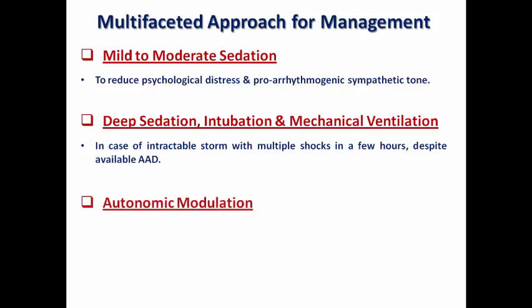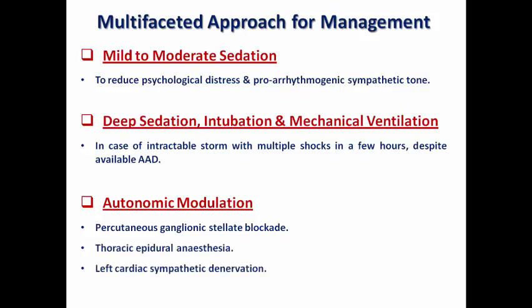Autonomic modulation may be also performed in specific cases by an anesthesiologist, like percutaneous ganglionic stellate blockade, thoracic epidural anesthesia, left cardiac sympathetic denervation. All of these help to reduce the sympathetic tone and so interrupt the perpetuation of ventricular arrhythmia and reduce the psychological distress caused by the severe pain of DC shocks.